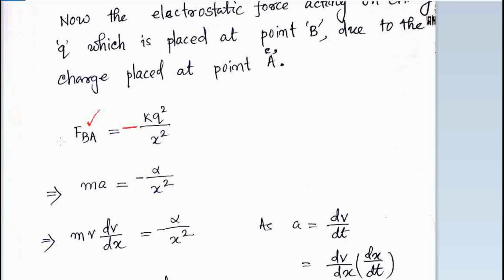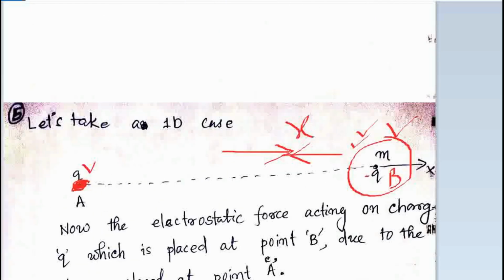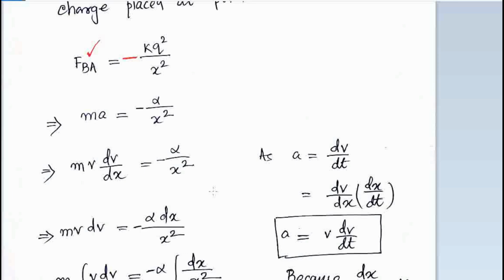As this force is equal to this much, we can place mass into acceleration at the place of force. What is this acceleration? It is created due to this force, and the mass is the mass of this negative charge particle. Now acceleration can be written as v dv by dx. How? You see, acceleration equals dv by dt.